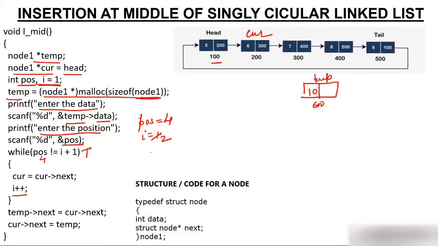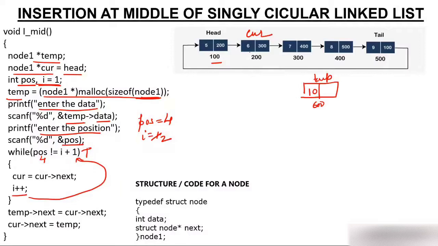So I will become 2. I'll not come out. I'll again check the condition. Is position is fixed? 4 is not equal to I plus 1. Now I became 2, 2 plus 1. 4 is not equal to 2 plus 1. Yes, 4 is not equal to 3. Condition true. I'll again go and again update current.